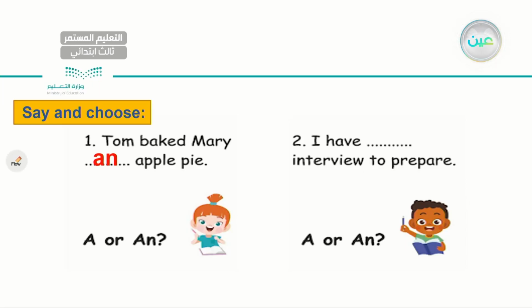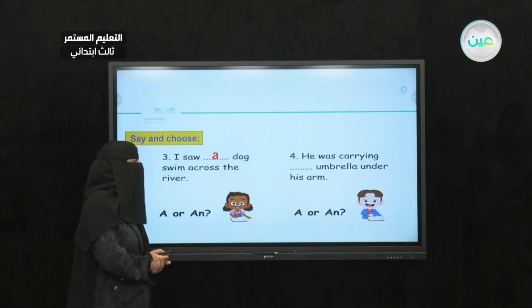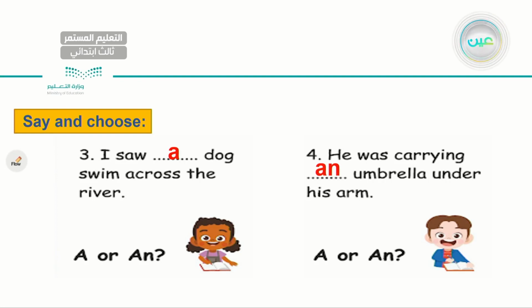Let's go to number 2. I have interview to prepare, a or an? It starts with an I, an interview. Very good, my dear student. How about this one? I saw dog swim across the river. Dog, D. I saw a dog. Very good, I saw a dog. Next one. He was carrying umbrella under his arm. Umbrella, U, a vowel. What do you think, a or an? The answer is an. He was carrying an umbrella under his arm.